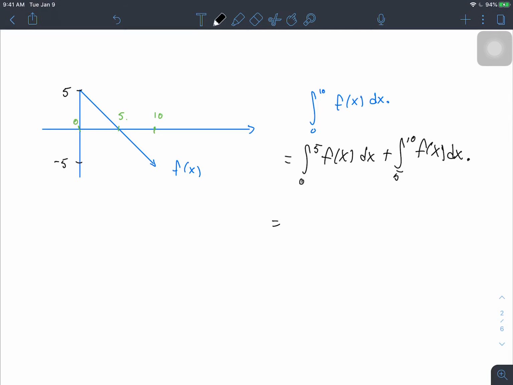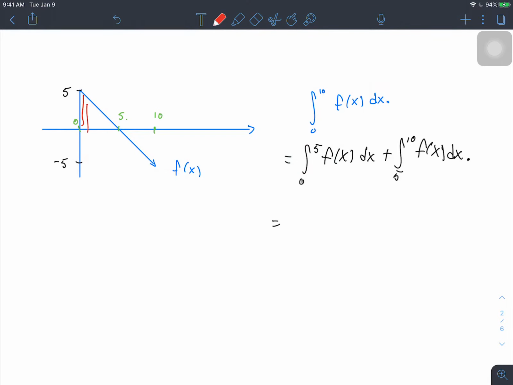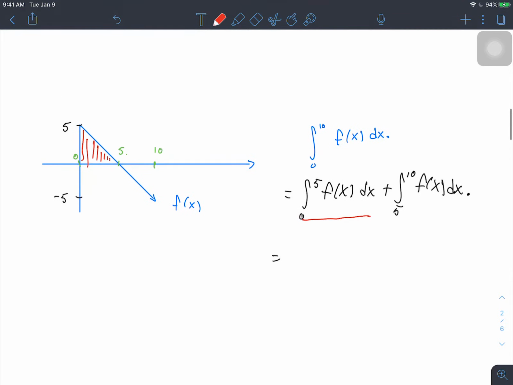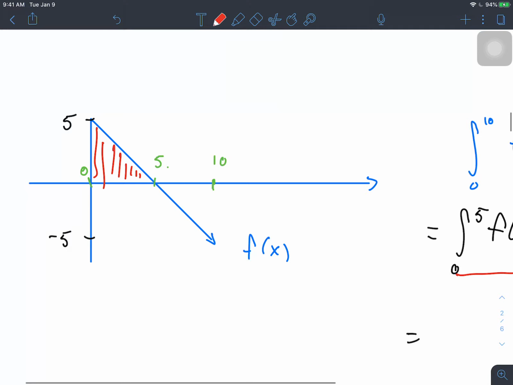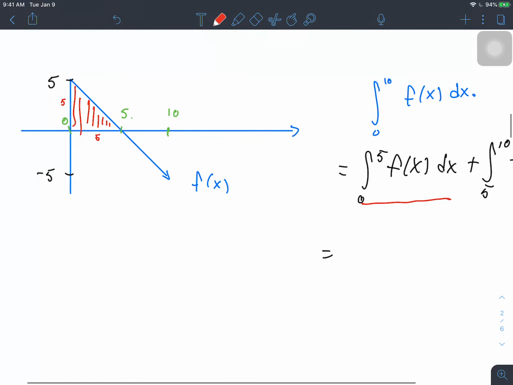For the first one, it just looks like one that we've already done. We want to find this area shaded in red here. That's what we're trying to do for this first one. So we can see that the width of this is just 5. The height of it is 5. So if we take the area of that triangle, we take 1/2 times 25, and we get 25 over 2.